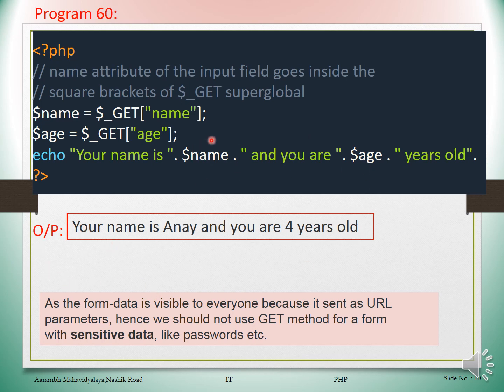Now here the user provided the name as Anay and age as 4. Therefore the output is: your name is Anay and you are 4 years old. Got it? It's a simple one.